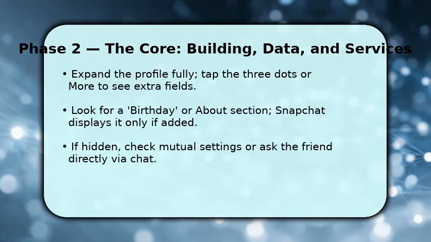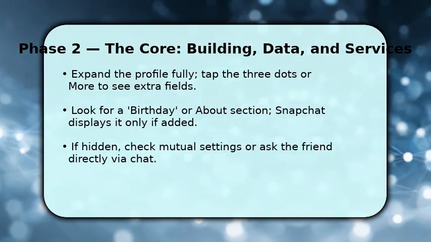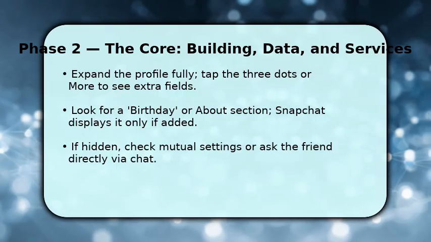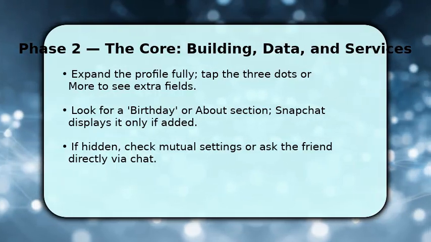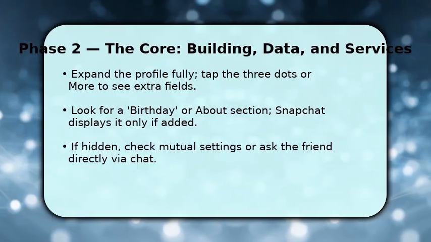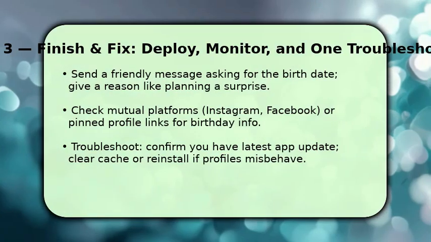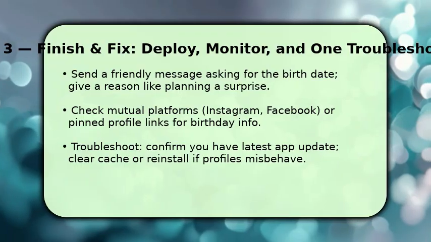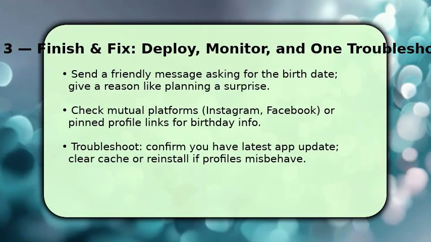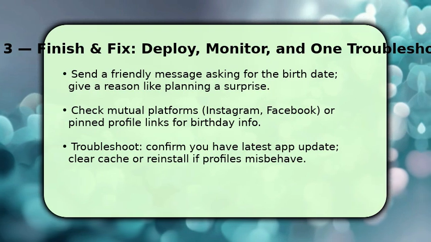If it's absent, consider checking mutual profile links or asking them directly in chat. Explain why you'd like to know. People often respond when asked politely and with context. If the birthday remains hidden, send a brief, friendly message asking for the date. Say you're planning a surprise or calendar reminder.